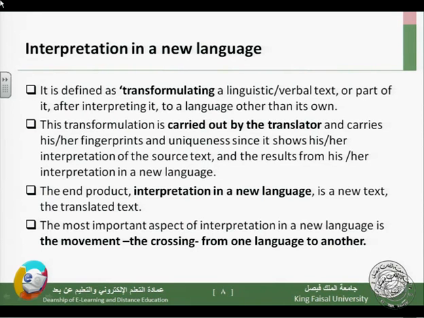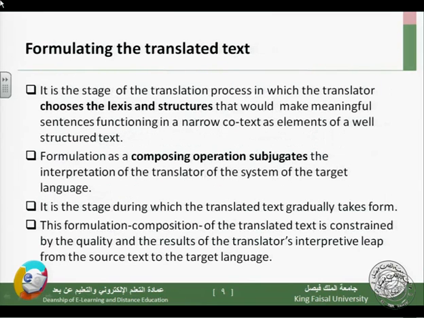Now, stage number 4 is formulating the translated text. All right? Now you need to move from the Arabic territory into the English territory. If you are translating from English into Arabic, then you have to move from the English territory to the Arabic territory, so that you come up with what? With the lexis and the structure of the new language that would give meaningful context to the new text.